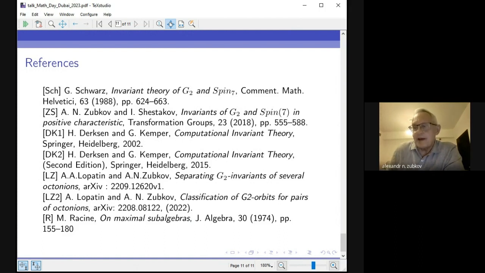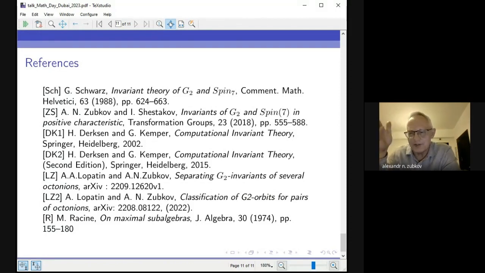So if the characteristic is quite large, we can just repeat the same approach. But if the characteristic is less than 17, I can prove that the exterior powers do not have good filtrations. And this is a problem. So we cannot realize the same approach as in my article with Ivan Shestakov. Unfortunately, it's not possible.